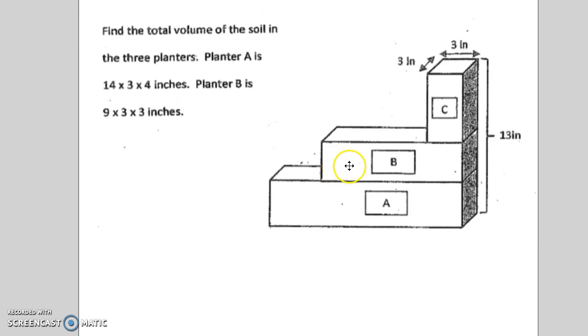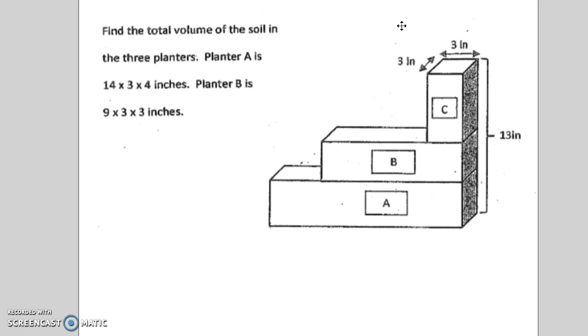All right, now we have planter B. It's a slightly smaller rectangular prism than planter A was. And then planter C, it seems to be taller, but also much shorter than planter A and B. Let's take a look at what we already know.